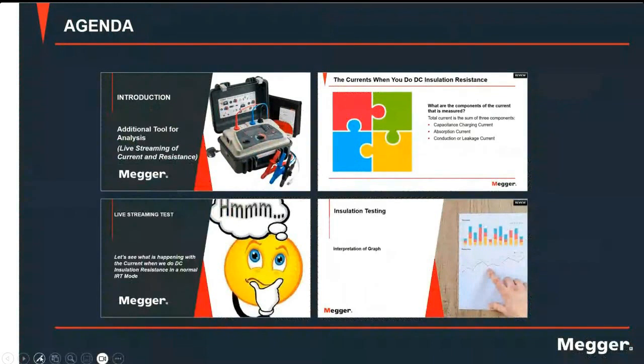So our topic for today is about the live streaming of current and resistance while we do the insulation resistance test. We have the following agenda. We will do the introduction first, talking about the principle and the theories, and then we will talk about the different currents that you can see when you do the DC insulation resistance test. Later on, I will show you a video on how to do it. And lastly, we will do the interpretation of the graph that we acquired from the testing.